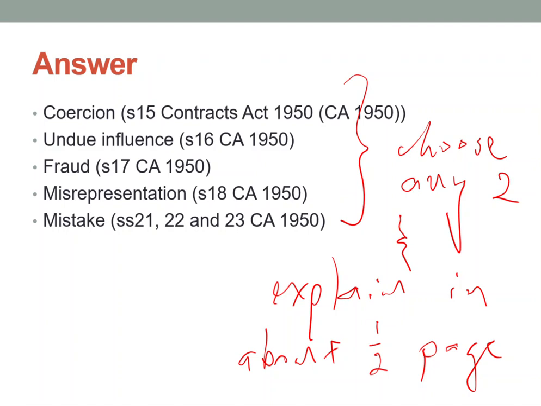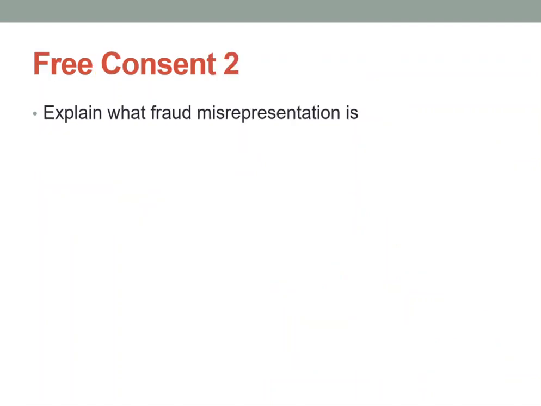Okay, look at the next question. Explain what is fraud misrepresentation. Fraud misrepresentation happens when the person purposely lies. That means when he makes a statement, he knew whatever he's saying is not true, yet he said it.